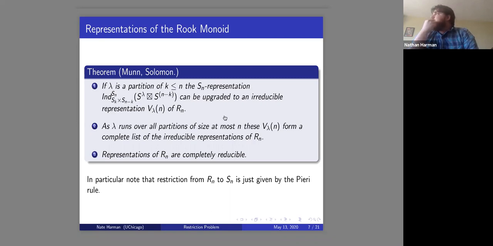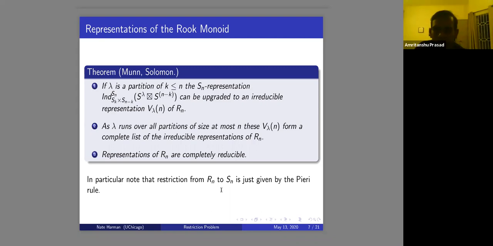So maybe very concretely, if we take lambda to be of size 1, just a single box, what we would get as a representation of Sn would be a sum of the horizontal strip, the trivial representation, plus Sn minus 1, 1, and you can recognize it as the ordinary permutation action of Sn on C to the n.